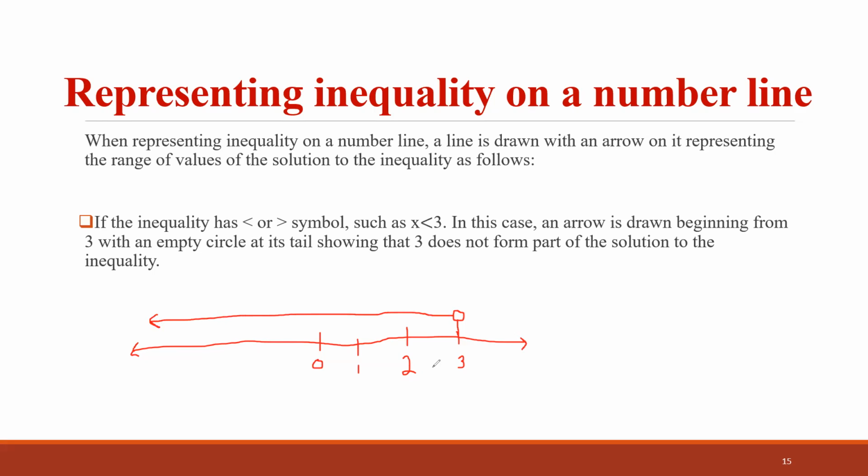So all these numbers in this direction represent those numbers x less than 3. But this 3 is not inclusive. That's why I'm indicating it with an empty circle, as it's stated. So it is not part of the solution. For members, that is clear.